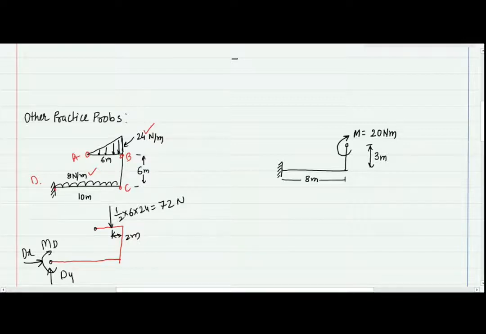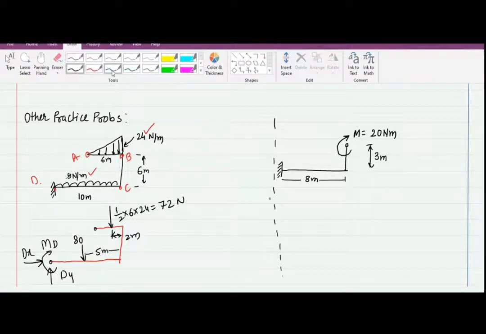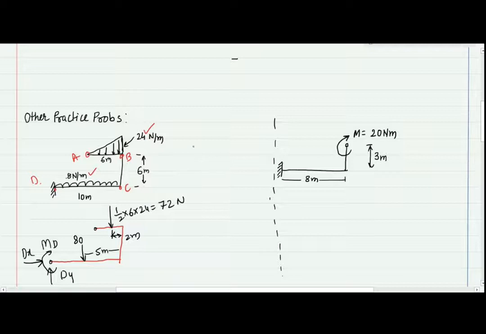Now the uniformly distributed load. The uniformly distributed load again will act at the center of this line, so 10 meter. So it will act at a distance of 5 meter from this side. And the magnitude will be what? 8 into 10, that is 80. So now I have my free body diagram and I can write the force balance equations and get my unknowns. So let's write the horizontal force balance.